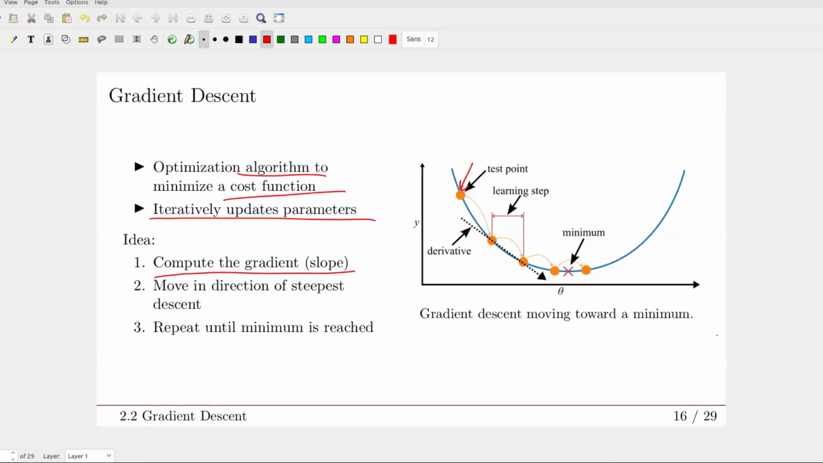Now, how big a step I take, that's called my learning step, right? If I take a small step forward, or a big step forward, that's my learning step. And I get down to the bottom, and that's going to be my minimum. That's the goal. The goal is to use gradient descent to get to the bottom.